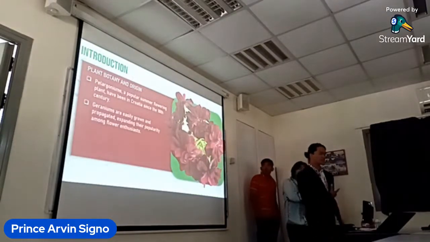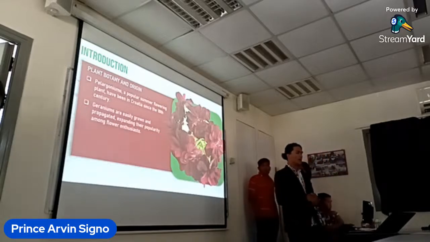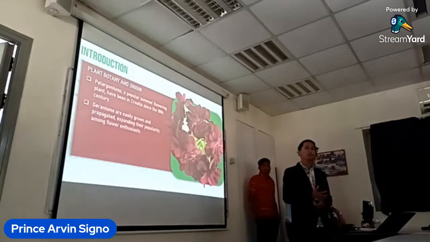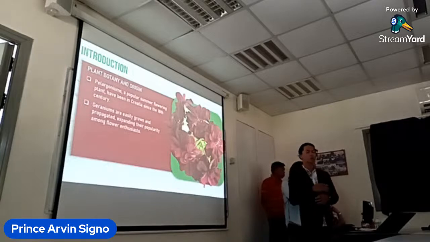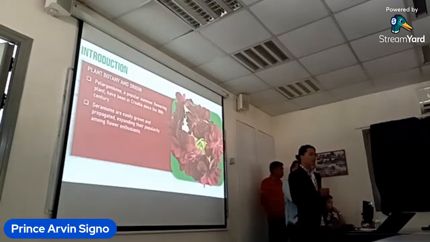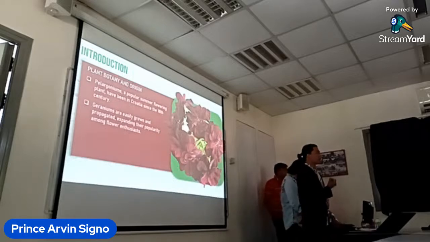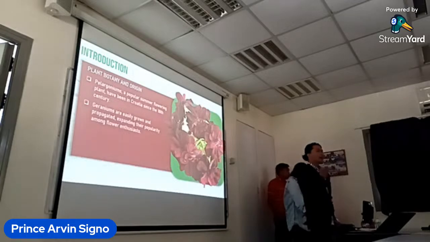Plant botany and origin. Pelargoniums, a popular summer flowering plant, have been in Croatia since the 18th century. Most geraniums are ivy geraniums and zonal geraniums, and there are also new cultivars which are vegetatively propagated by cuttings. Geraniums are easily grown and propagated, expanding their popularity among flower enthusiasts. They are primarily propagated by cuttings. The first botanist classified Pelargonium zonale and Pelargonium peltatum in the genus Geranium, and later on established a new genus, which is Pelargonium.